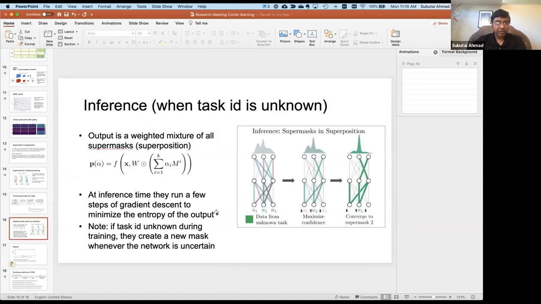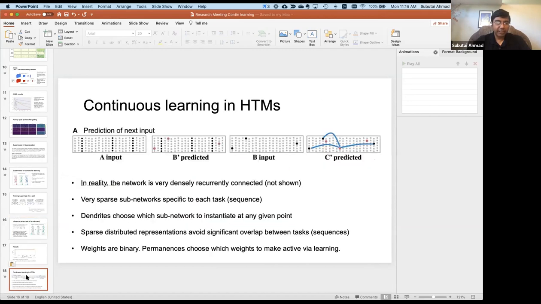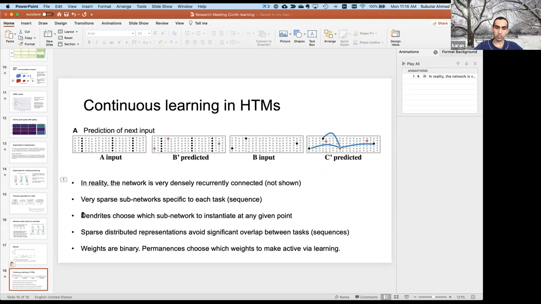In the case of supermask, it's very dynamic, and they use this kind of entropy measure to decide which ones to send out. I think the dendrites option could be much more flexible and much more powerful here. And if we can get to extremely sparse subnetworks, I think that could be super powerful as well.